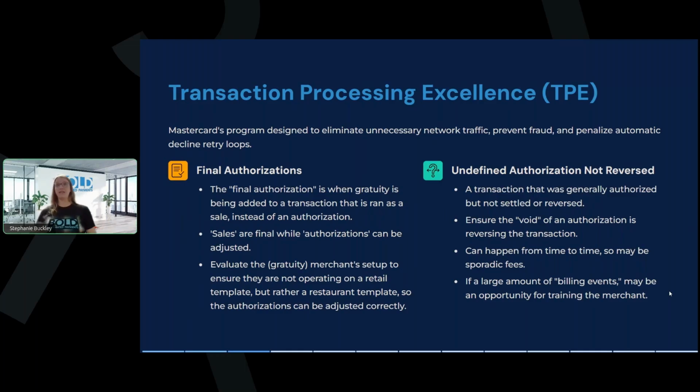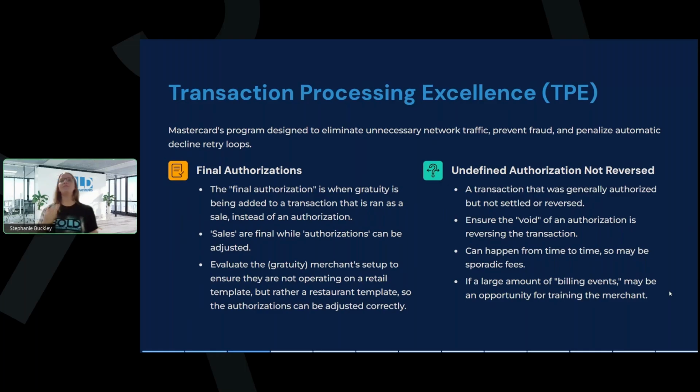So if that is something where you do tip and you're not authorizing the transaction, you're creating a sale and then adding a tip on top of it, you are providing unnecessary network traffic for MasterCard that they don't like. I'm not saying that they're correct in not liking this. I'm saying that they have to figure out a way to make things harder, and they did.